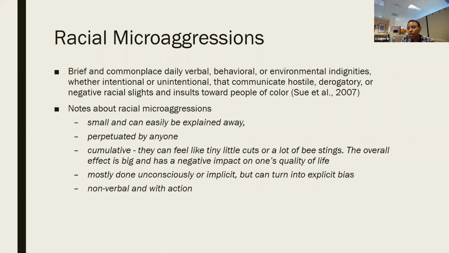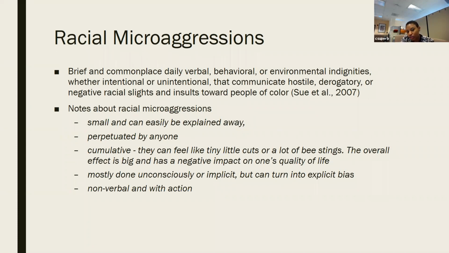Some things we want to know about microaggressions: they're small and they can be easily explained away, and they can be perpetuated by anyone because racism happens in our culture. It's endemic in our culture. It's structural in our culture. Anyone can perpetuate a racial microaggression, right? And the idea that it's cumulative, that it happens all the time. It can feel like tiny little cuts or a lot of bee stings. The effect is big. And so we don't want the word micro to minimize the effect that it can have on someone's quality of life.